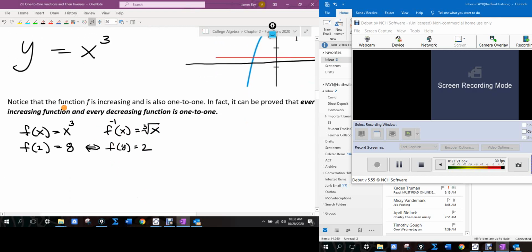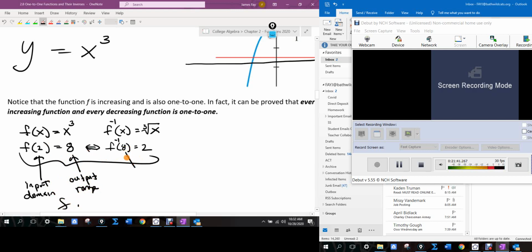Okay, so this is how we write this. You see numerically that this is my input or my domain, and 8 became my output, or my range, and that was just for f. Now in f inverse, 8 was my input, and 2 was a range value. Does that make sense? Do you see how in f, the input or the domain becomes the range or the output in f inverse? That makes sense?